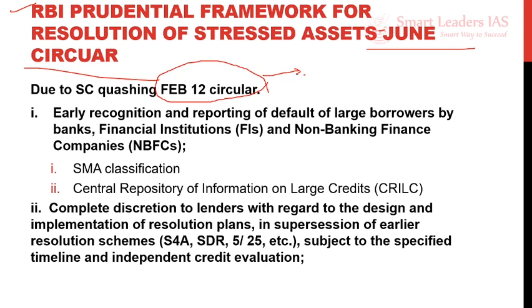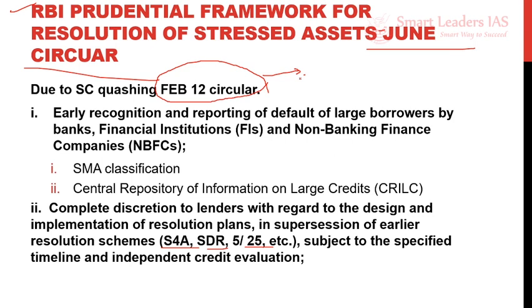No restructuring in the sense that there is no option of using certain restructuring schemes such as S4A, SDR, the 5/25 rule, etc. So it has taken away all restructuring and it has forced the banks to make a defaulter come under the Insolvency and Bankruptcy Code. Or we can say if anybody is becoming a defaulter, he has no option but the court, but the bank has to initiate a certain resolution process against him. And the most important resolution mechanism available in India as of now is the IBC. So this was the consequence of the February 12 circular.